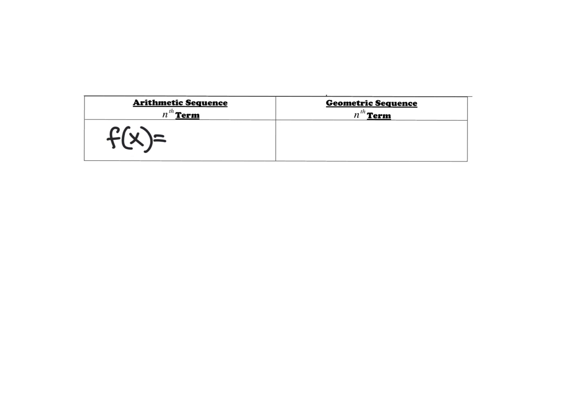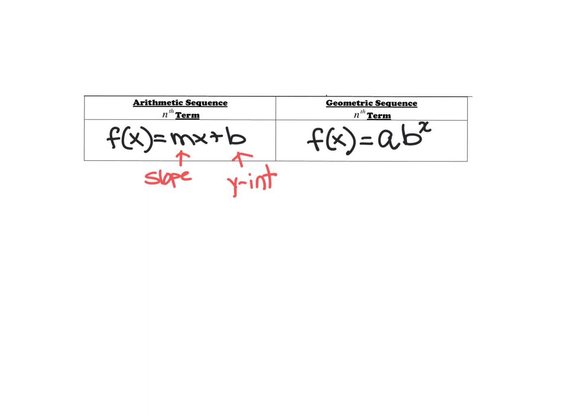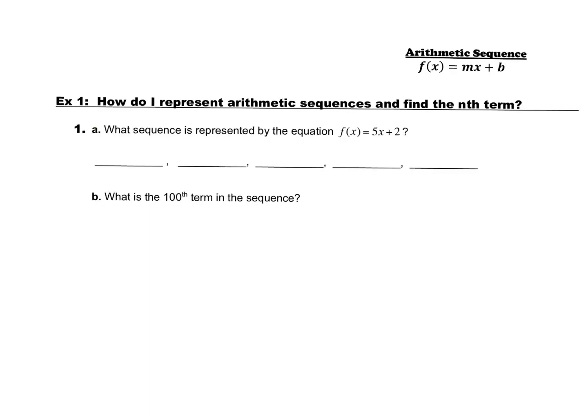and the geometric sequences. Well, the arithmetic sequence is f of x, or the y, is equal to mx plus b. And we've been working with this for a long time. The m is our slope, and the b is the y-intercept, or the starting point. Now, I'm going to put down the formula for the geometric sequence, but then we'll talk more about that later. So for the geometric sequence, we've got f of x is equal to a times b to the x power.